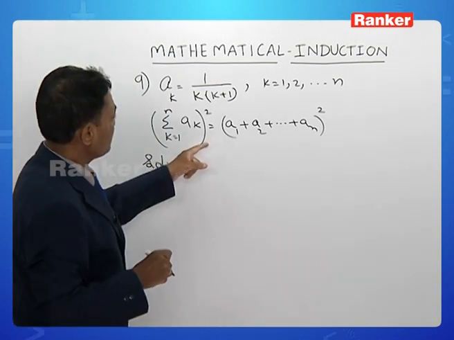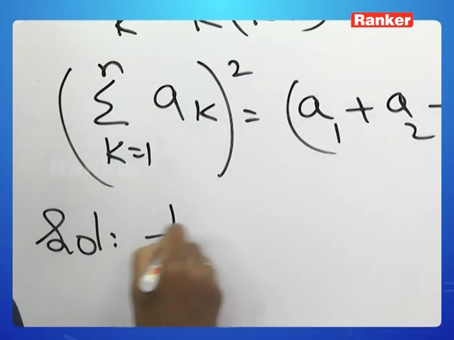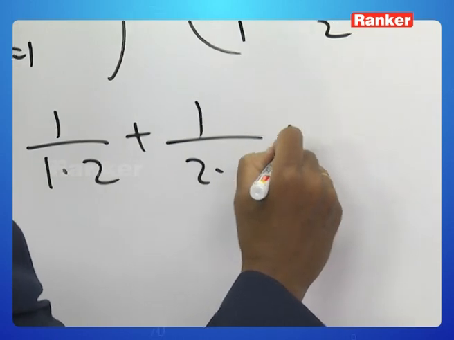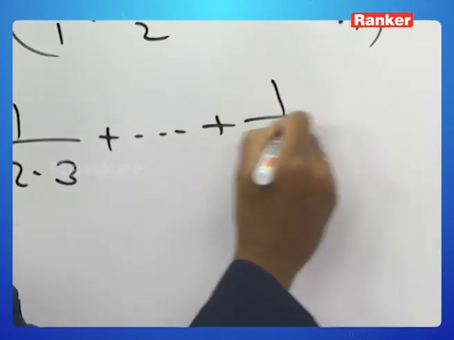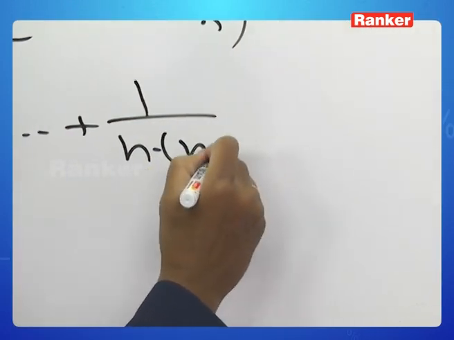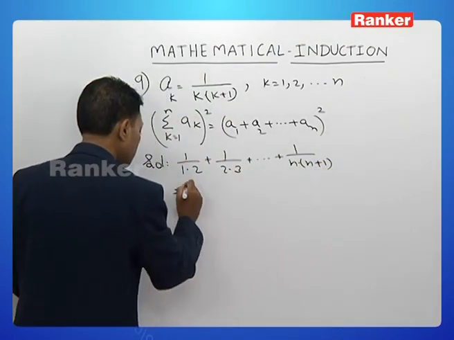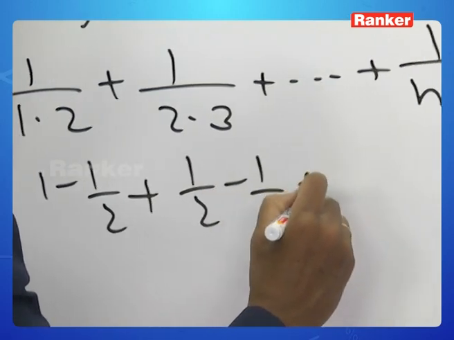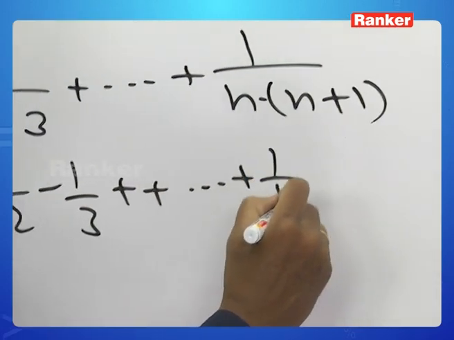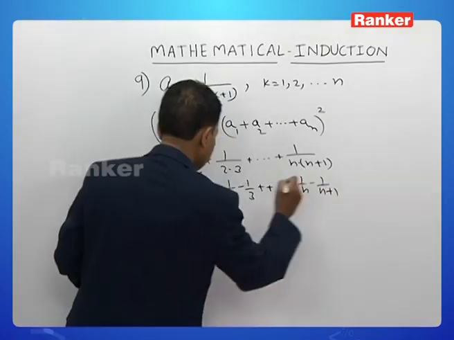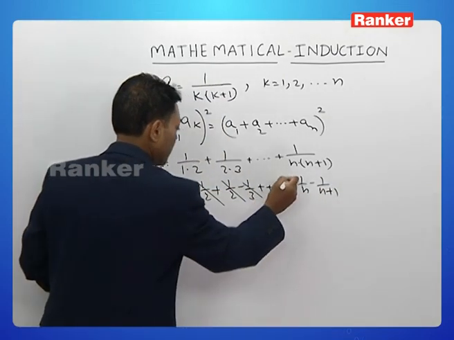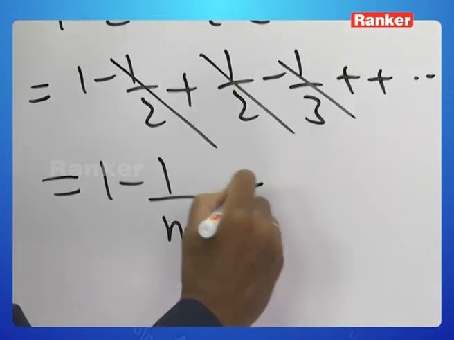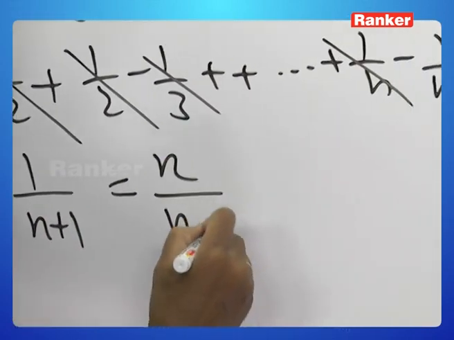Now, what is a1? Put 1 here: 1 by 1 into 2, 1 by 2 into 3, and put n there: 1 by n into n plus 1. Separate them: 1 minus 1 by 2, 1 by 2 minus 1 by 3, and so on up to 1 by n minus 1 by n plus 1. So all the middle terms are getting cancelled. We get 1 minus 1 by n plus 1, that is n by n plus 1.